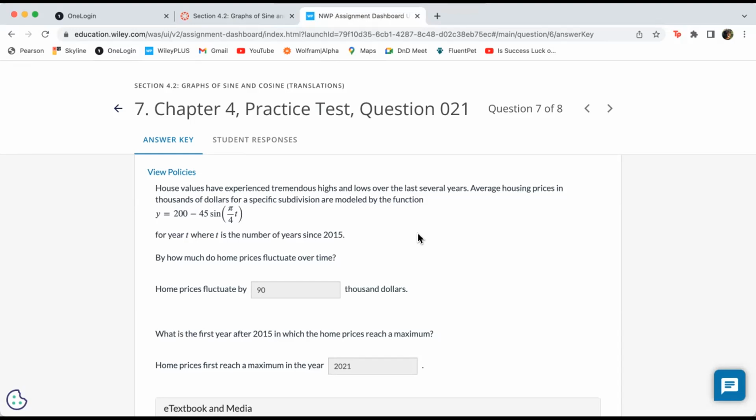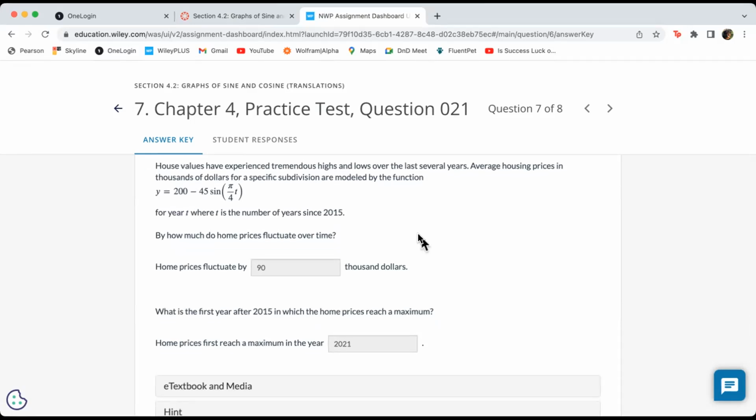So notice that the structure of this problem is the same. We didn't have the extra complication of the bx plus c, or b times x minus c. We've just got a coefficient and the starting point is at 0. So there's no horizontal shift we have to worry about for this one. So the analysis goes the same way. And they actually ask the same questions. How much do home prices fluctuate over time? That's just going to be 2 amplitudes at 45 and 45, or 90.